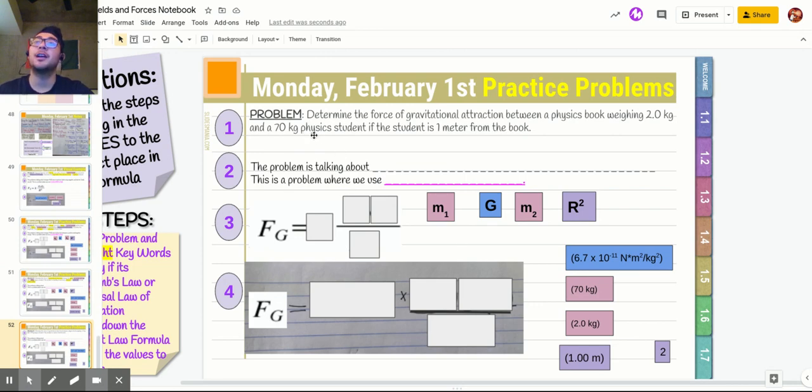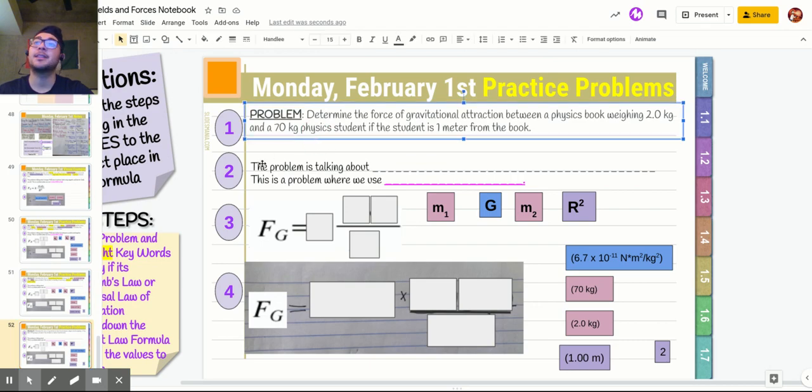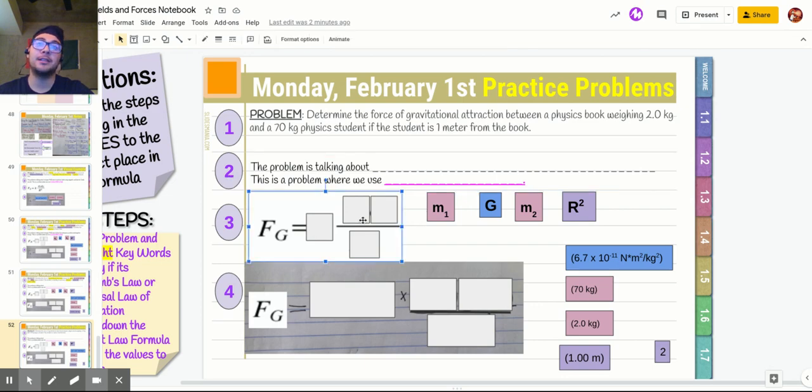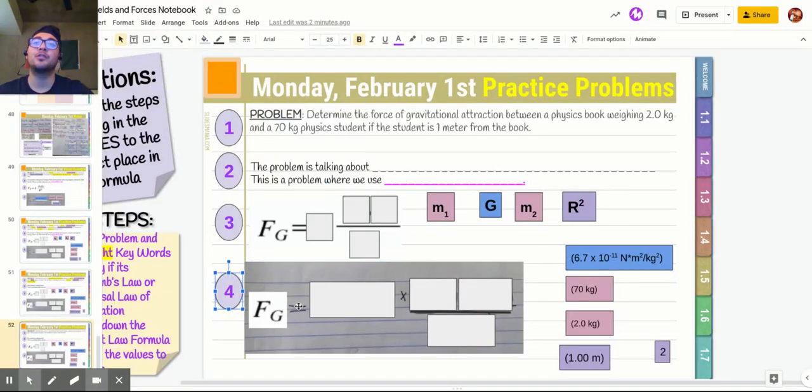Okay, and then slide 52 for now, the last Gaia practice, the last practice problem, you're going to do all of it. So you're going to read the problem, highlight it. Step 2, identify which law it is. Step 3, write down the formula by dragging the variables to the correct section. And then the final step for now is dragging the actual values, plugging in the values where the variables are. Okay, so that's what you're going to do.